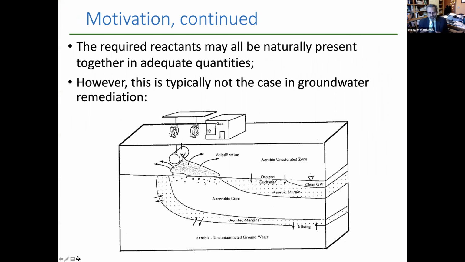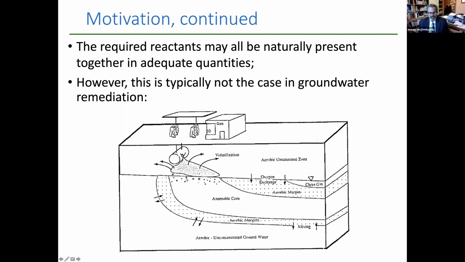You know, these amendments all might be available in the natural environment, and if we don't have too high of contamination levels, it may be just fine. But typically, that's not the case. And I show a scenario here of a petroleum spill, a refined petroleum product spill at a gas station.